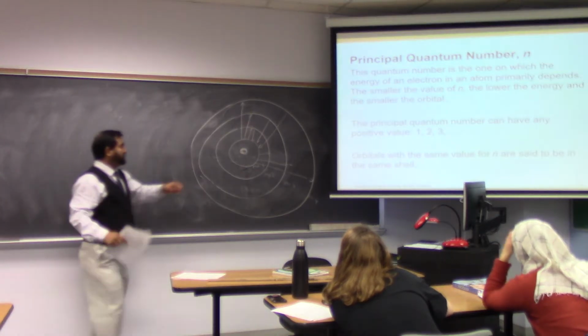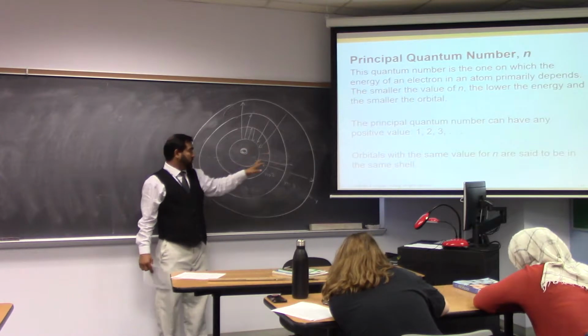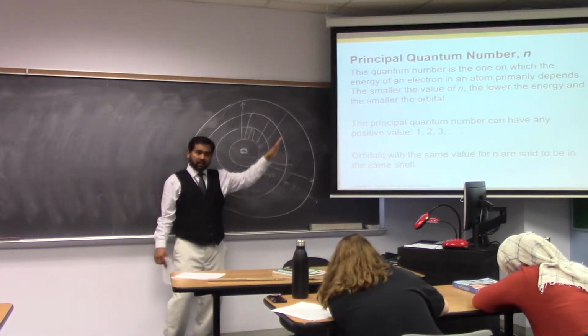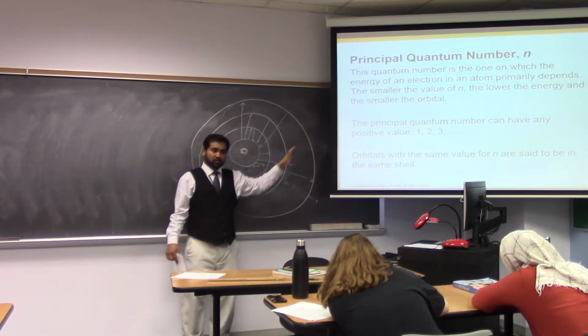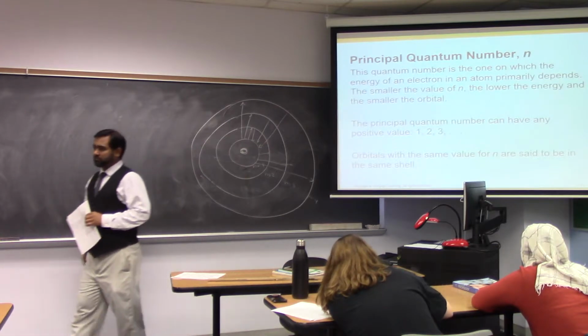So n cannot be 0. I mean n equal to 1, 2, and so on. n equal to 1 means the lowest energy. 2 means higher, 3 means higher still. The energy keeps increasing based on the n value. Okay?